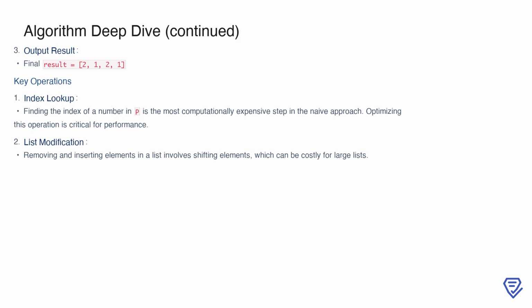It's worth noting that the two key operations in this algorithm are index lookup and list modification. The process of finding the index of a number in the permutation is the most time-consuming step in the naive approach, as it involves a linear search. Meanwhile, modifying the list by removing and inserting elements can also become costly for larger permutations due to the need to shift elements. These operations together contribute to the overall time complexity of the naive solution.